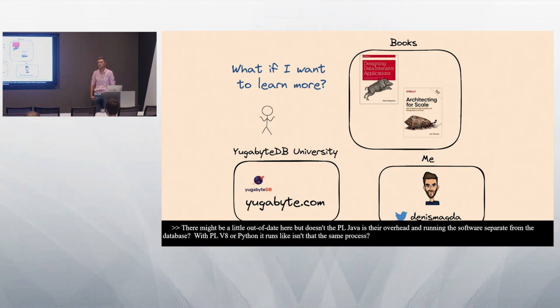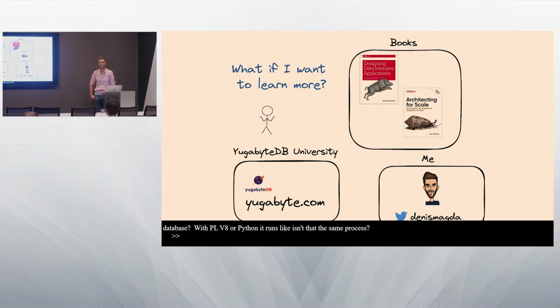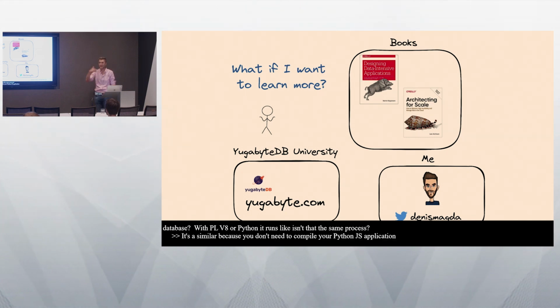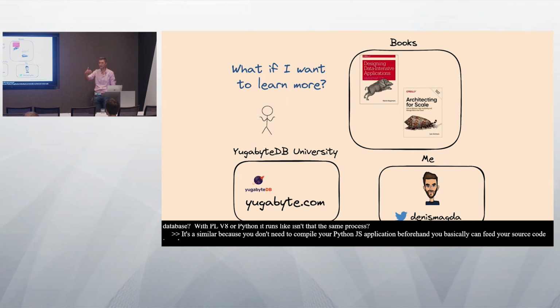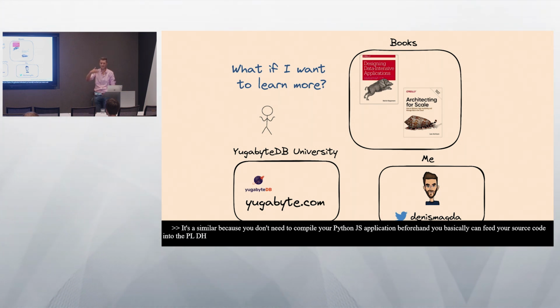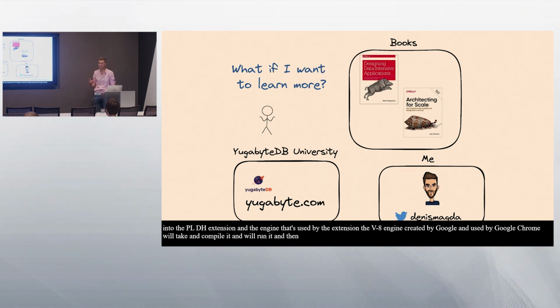With JS and Python, it's simpler because you don't need to compile your Python or JS application beforehand. You basically can feed your source code into the PL v8 extension for JS, and then the V8 engine, created by Google and used by Google Chrome, will take your code, compile it, run it, and then optimize it. So it's simple from the architecture standpoint. With Java, yes, you always have to run a Java virtual machine.